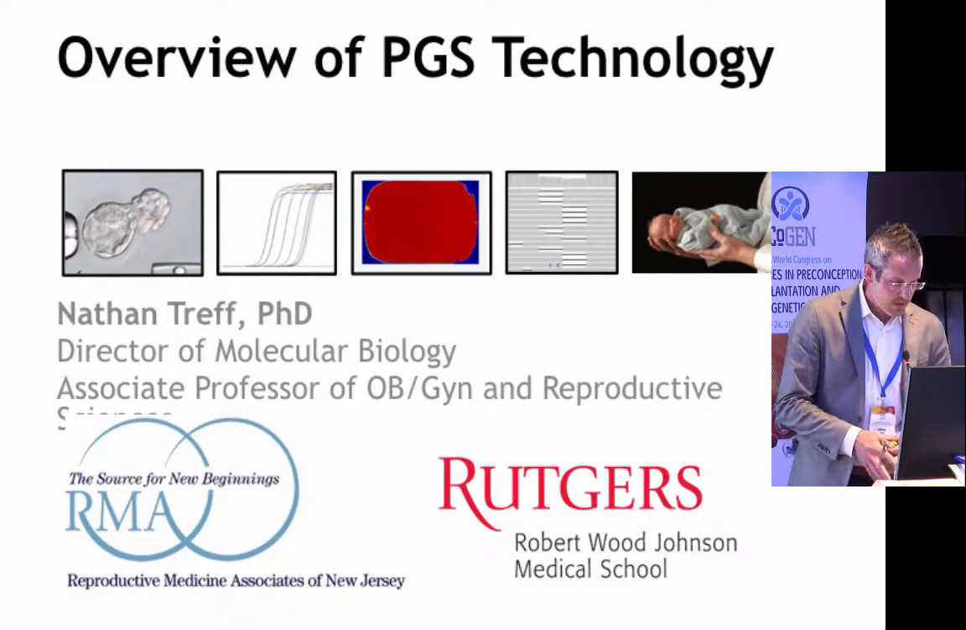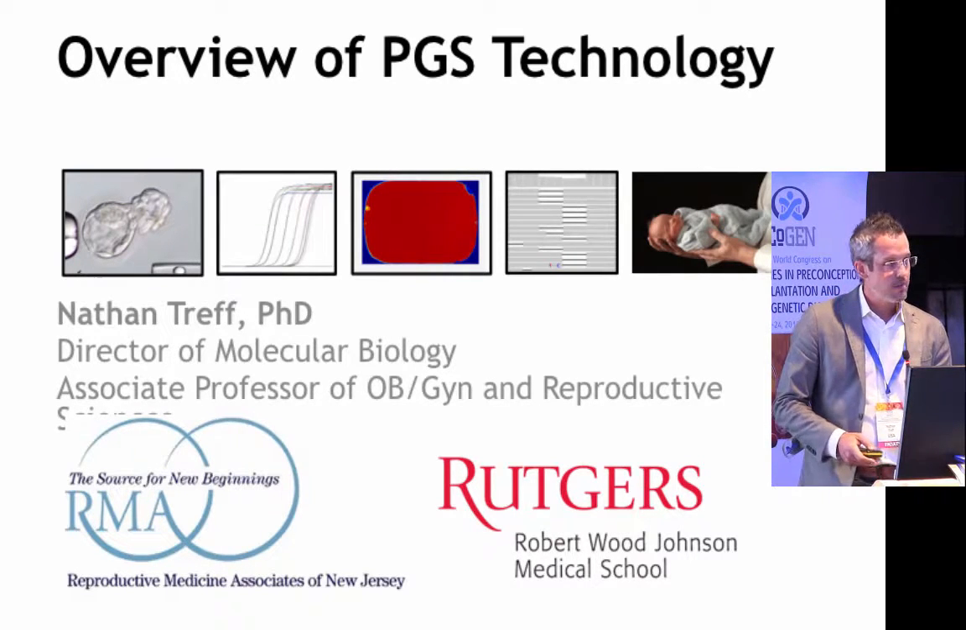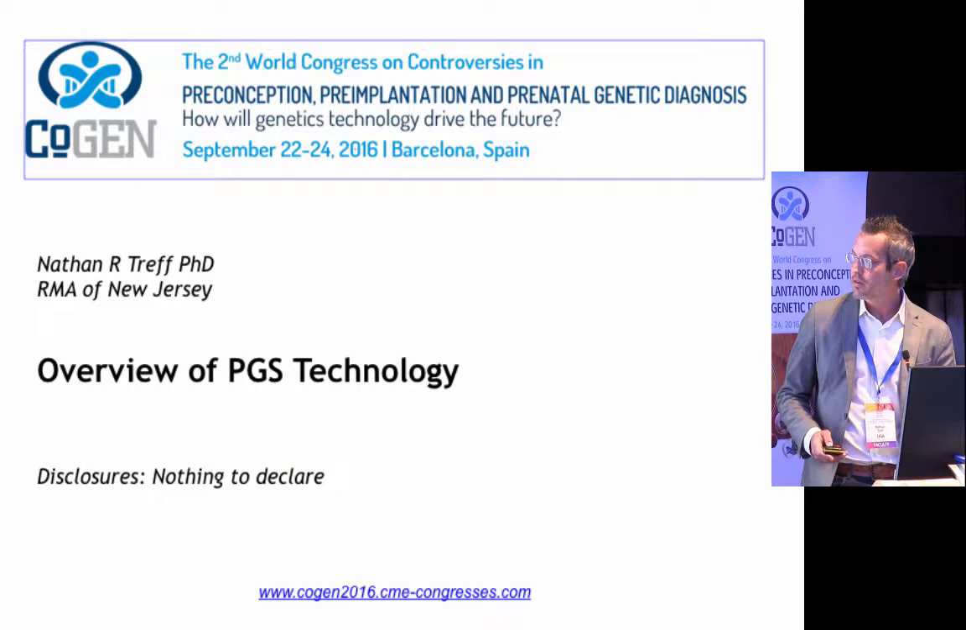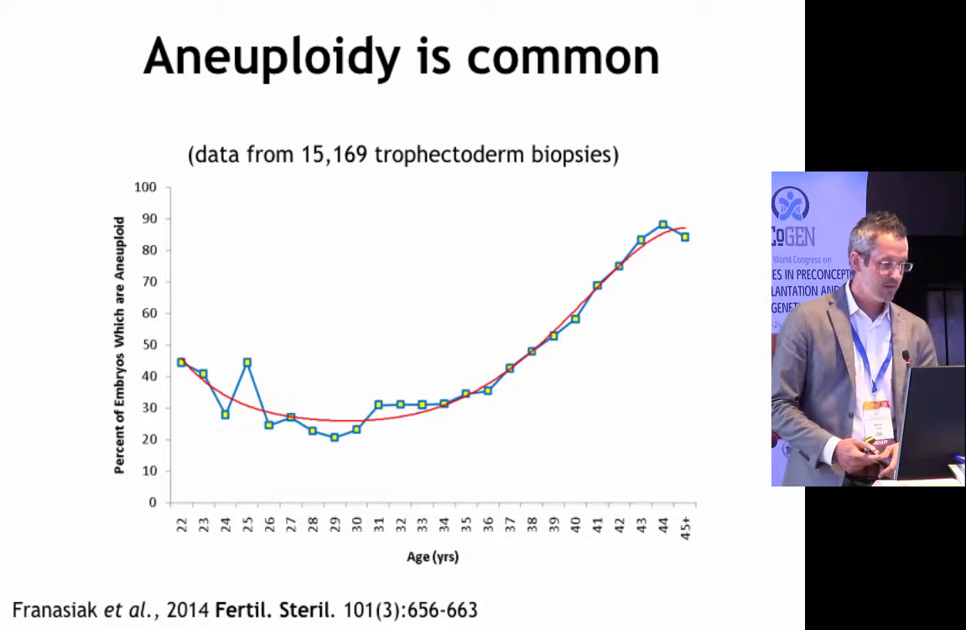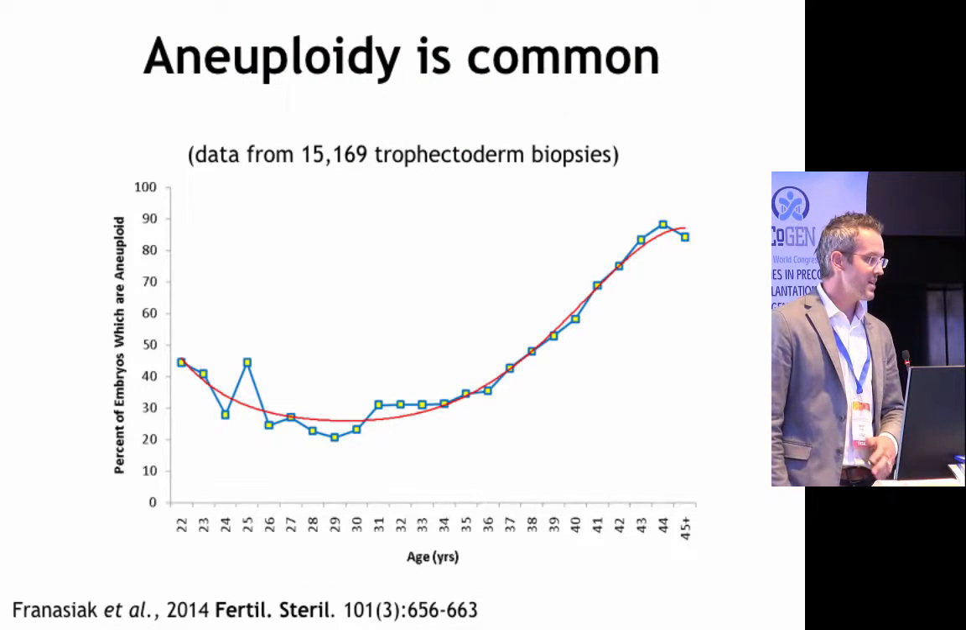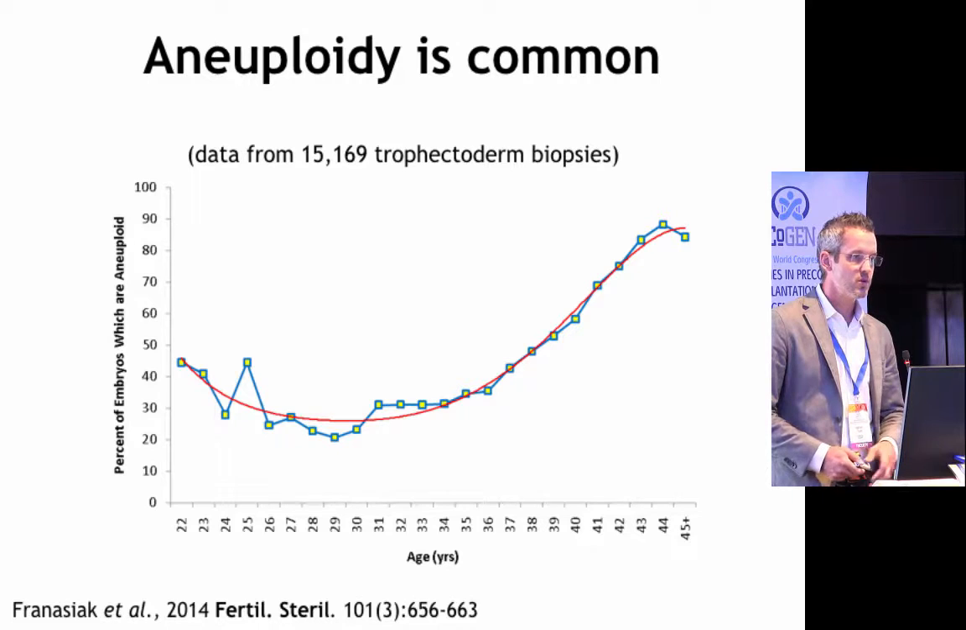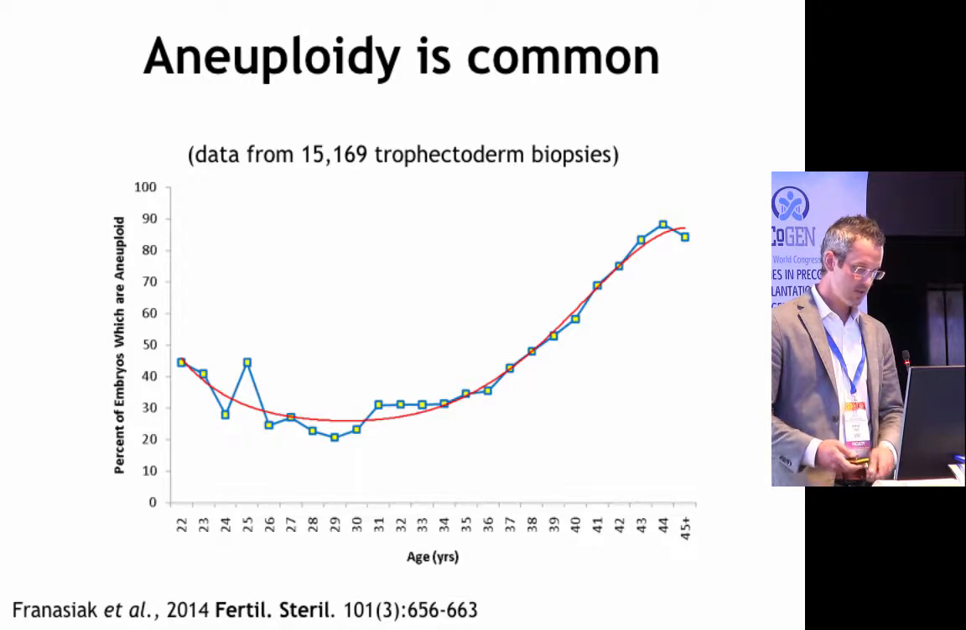So the focus of my laboratory has really been to develop technology for embryo selection. And we obviously all know by now that aneuploidy is very common. It's actually the most common genetic abnormality in humans. So it makes sense to focus on this as sort of the lowest hanging fruit when it comes to embryo selection to improve outcomes for patients.